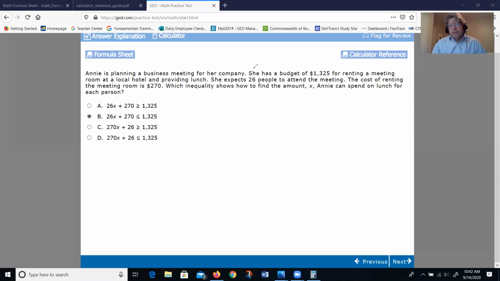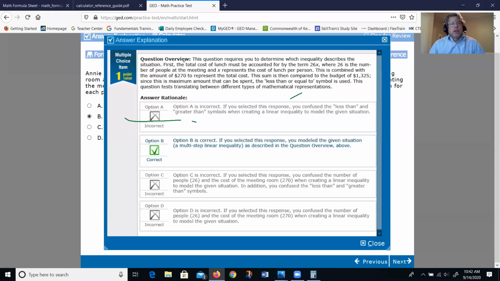So if we check that, let's see here. Before I check that, hold on here. I want to check the answer explanation. And B is the correct answer for the answer explanation.